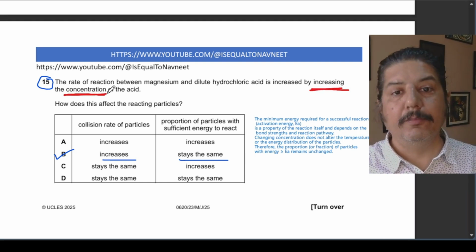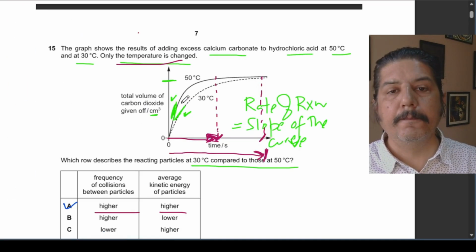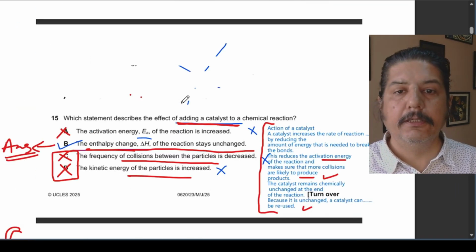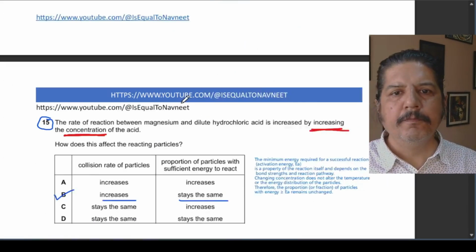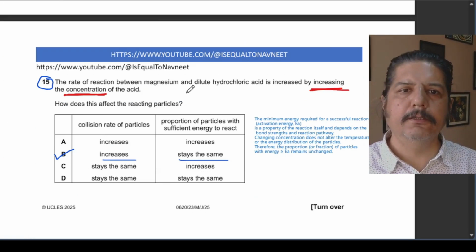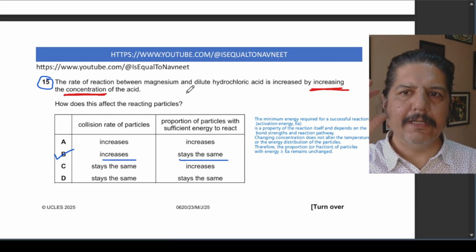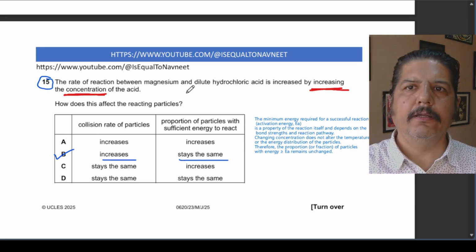As I have explained before, previously we have discussed the effect of temperature change on rate of reaction. We have understood the effect of a catalyst on a chemical reaction. Here they are asking you about the increase in concentration. And what I had explained before was you should be very clear how each of these affects the rate of reaction.